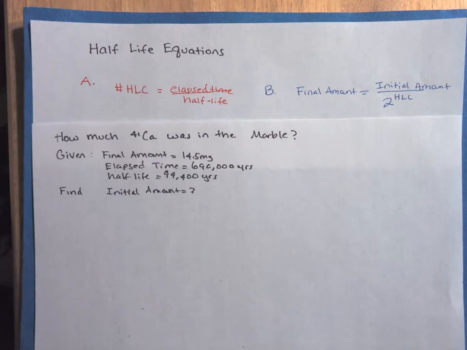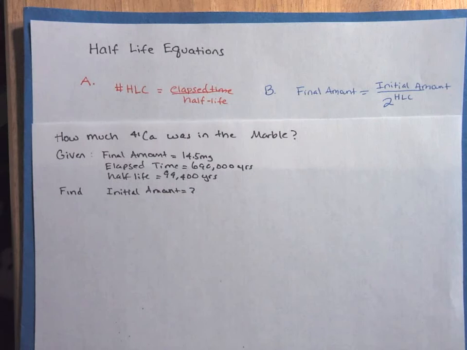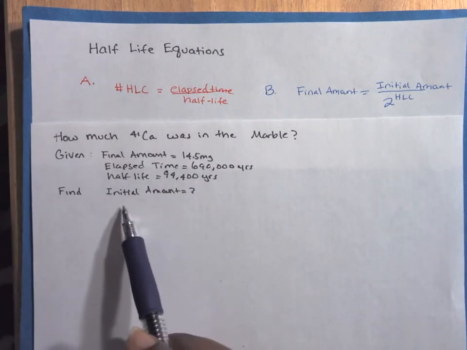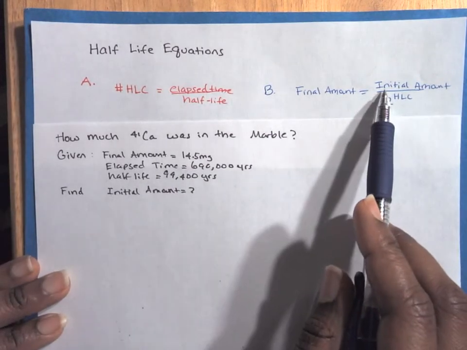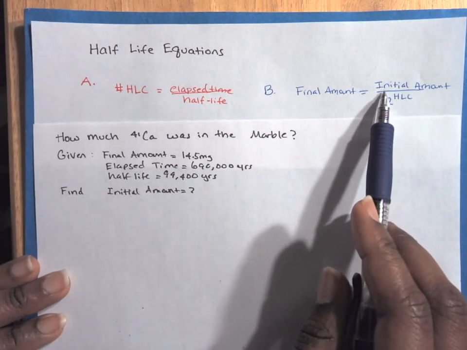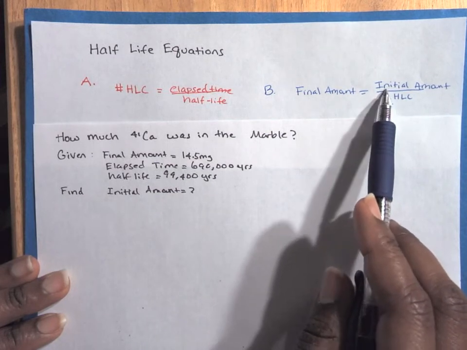So we have already gone through and identified our given information and our find, and then we use that to figure out which of these two half-life equations we're going to use first and which one we're going to use second. Remember, you look at the find, and since we're looking for the initial amount, that means we're going to use the equation with the initial amount in it. So equation B last. Our find tells us what we use last.